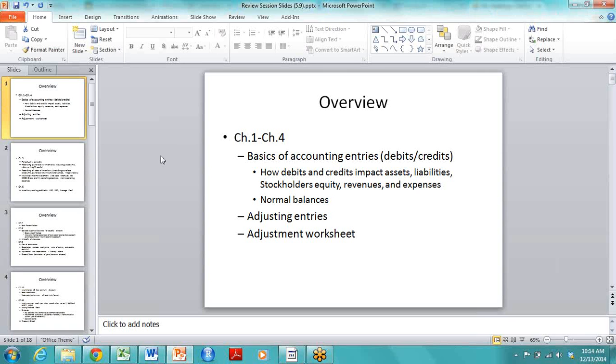And the first is really chapters 1 to 4, which is the first exam. If you think about chapters 1 to 4, those are really the building blocks of the entire course. It goes through the basic accounting entries of debits and credits. How do debits and credits impact the assets, the liabilities, the stockholders' equity, revenues, expenses? What are their normal balances? How do you make adjusting entries? How to do an adjustment worksheet?